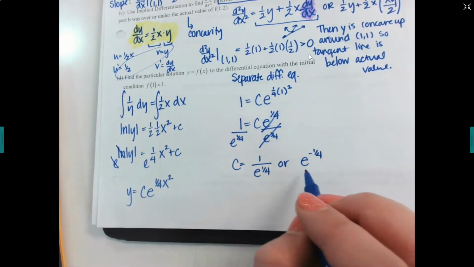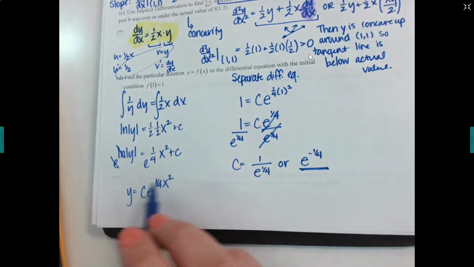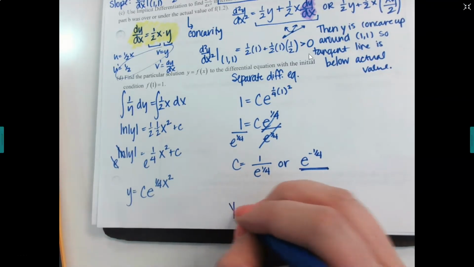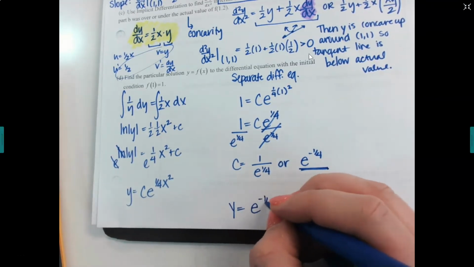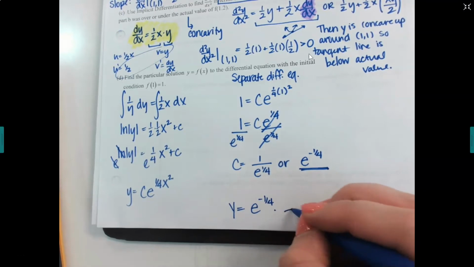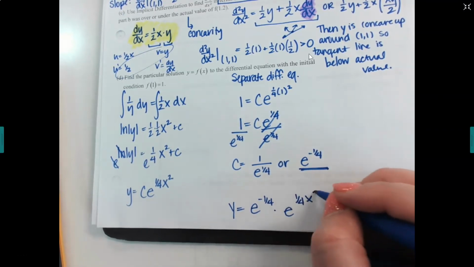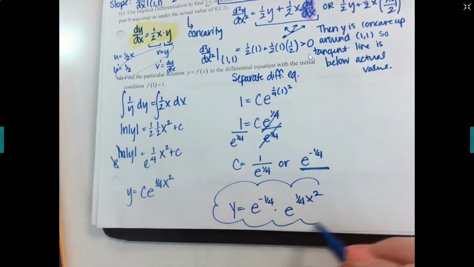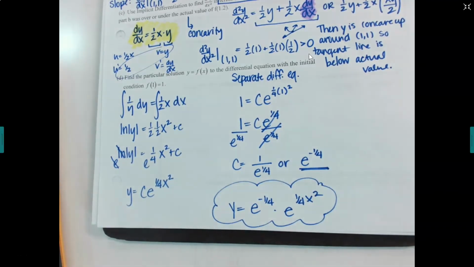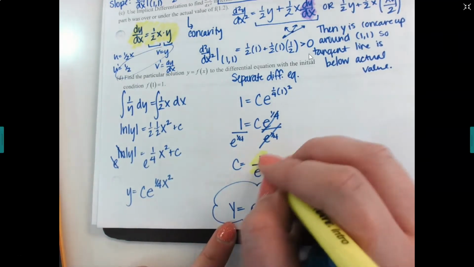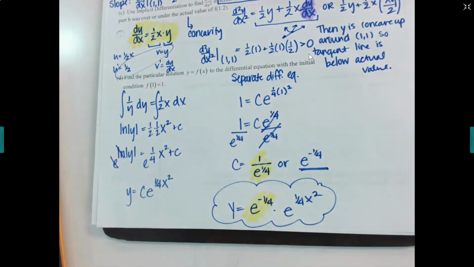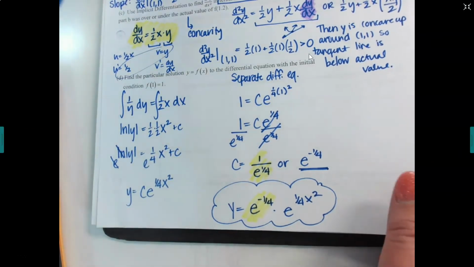So then remember, if that's my plus c, then I just need to change my equation here. So it would be y equals e to the negative 1/4 times e to the 1/4 x squared. And that would be your particular solution. Also again, remember, you could rewrite that term like that. It's really up to you if you want to have a fraction or if you want to leave it alone.